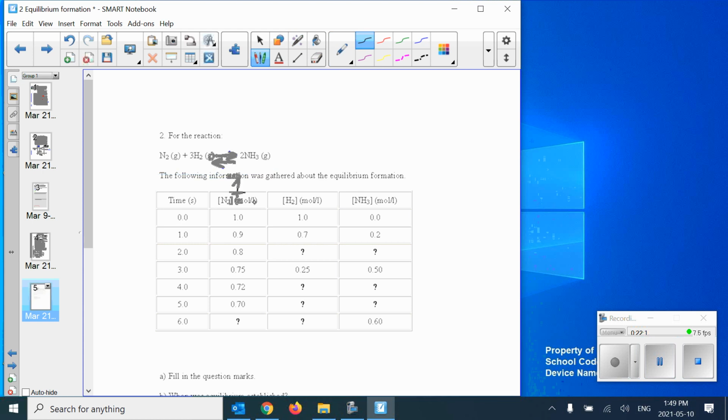N2, that's a 1 on the balance. One group of N2, plus 3 groups of H2. I'm drawing a line here to separate the products from reactants, because if one goes up, the other goes down. And 2 ammonias. That tells us the ratio of change. Nothing else, just change. Let's just take a look here what happens.